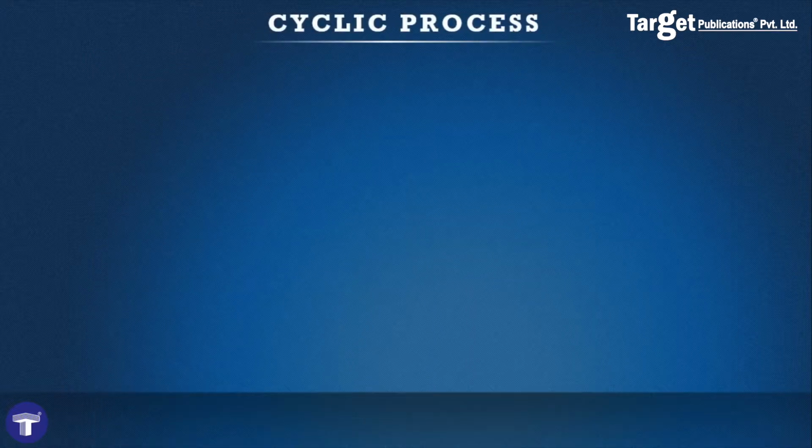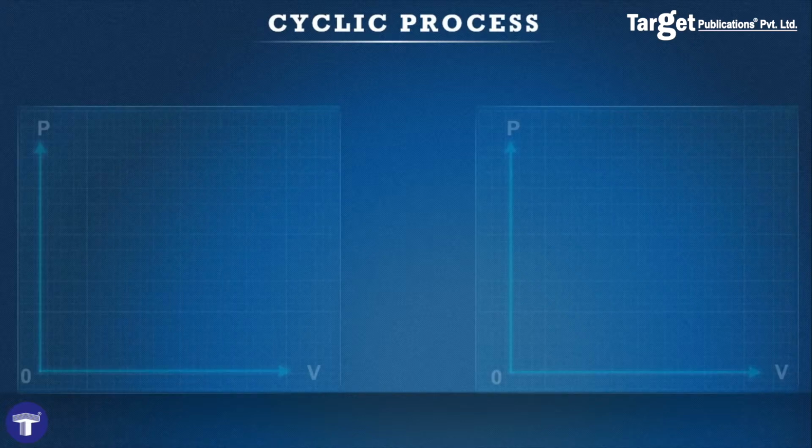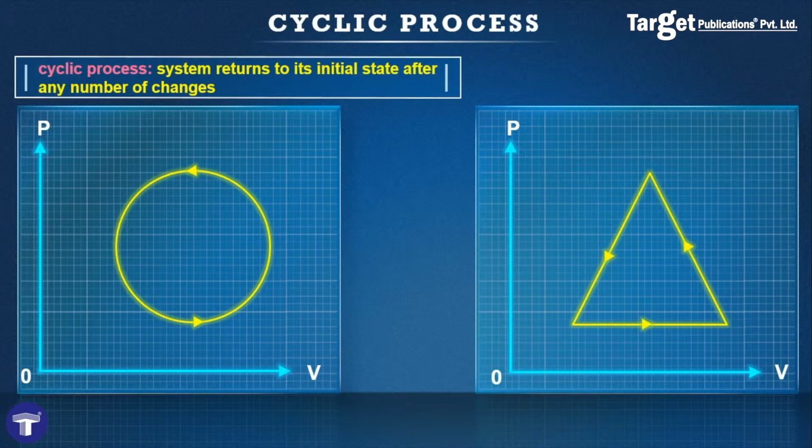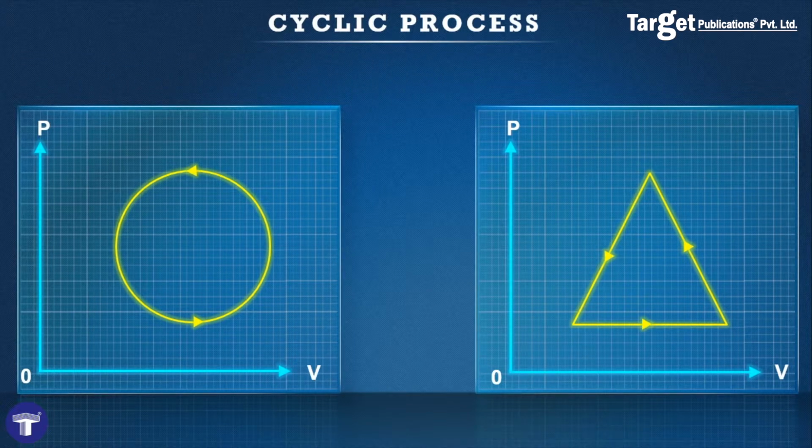Finally, let's also discuss what are known as cyclic processes and non-cyclic processes. In a cyclic process, the initial and the final states of the system are exactly the same. That is, the system returns to its initial state after any number of changes. Because of this, the change in the internal energy of the system will be 0. This is because the initial and final states are the same, and therefore the initial and final internal energy will be the same, so delta U will be 0. And therefore delta Q is equal to delta W for all cyclic processes.